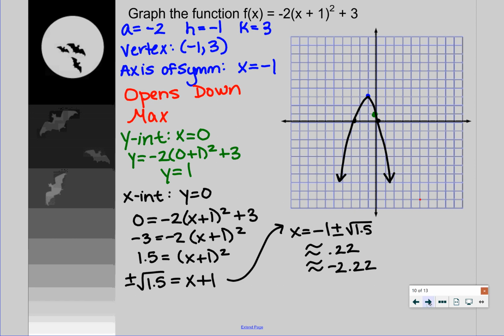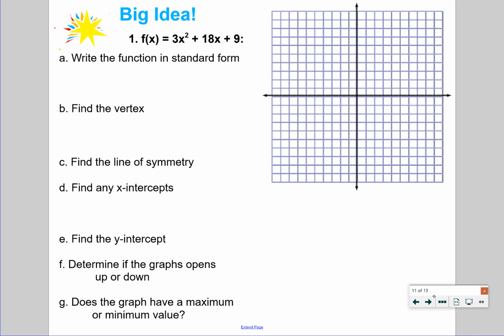Now go to your big idea worksheet from yesterday. Maybe there it is. This is the general form. It's asking many of the same questions. I'm going to let you guys try it. Here's what I would suggest.